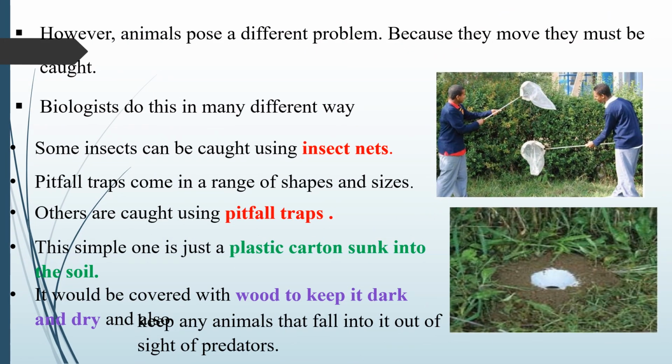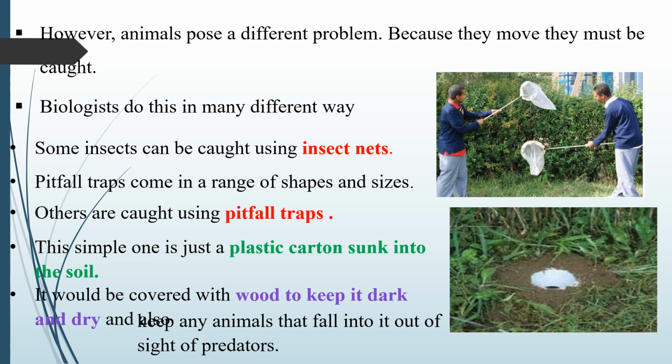However, animals pose different problems when we are collecting in the fields because they move, they must be caught. So biologists have many different ways of collecting animals. Some insects can be caught using insect nets. We are using insect nets to collect insects. We are also using pitfall traps, which come in a range of shapes and sizes, to collect insects using inside the soil.